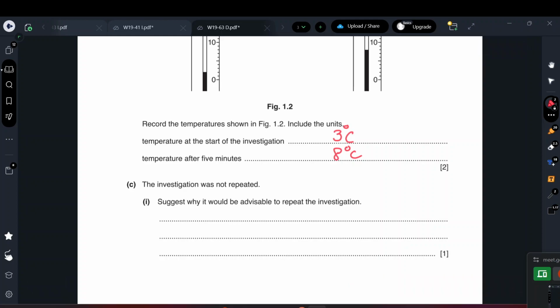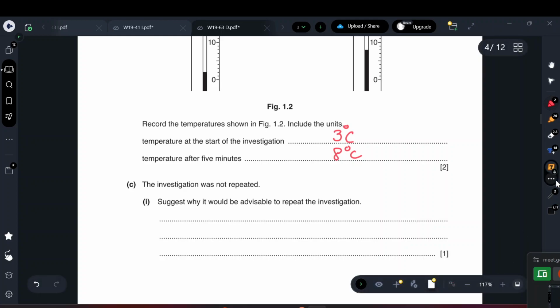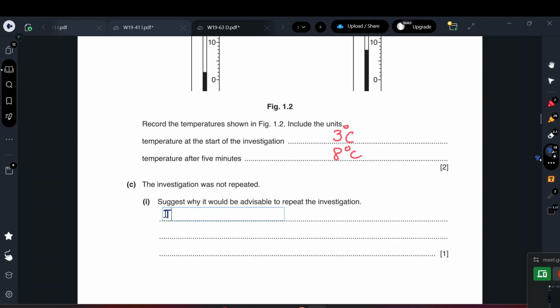Why do we repeat? What is the reason for the repeats? We always write 2 points. Actually, 3 points. To calculate an average, okay? To identify anomalous results, and both of these points will increase reliability.